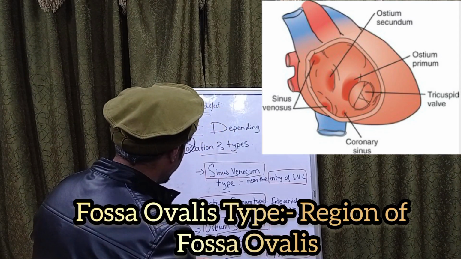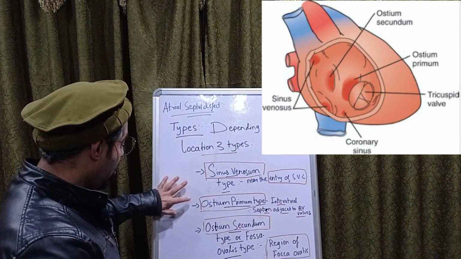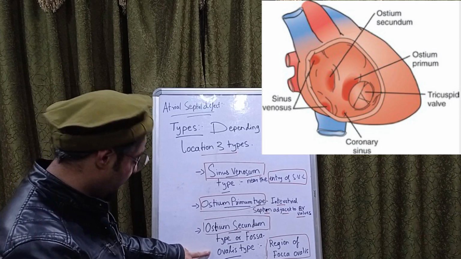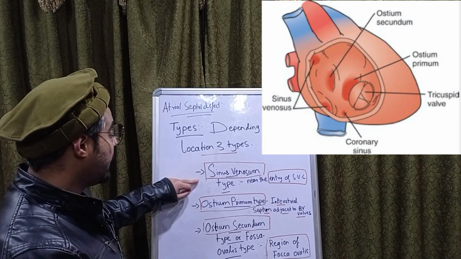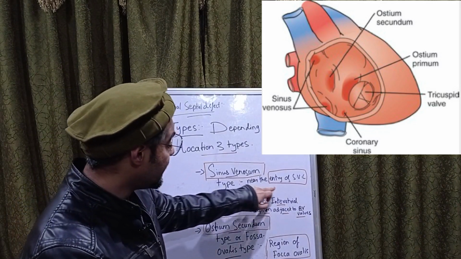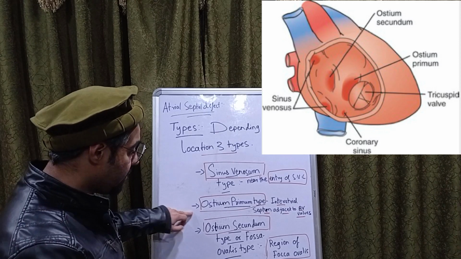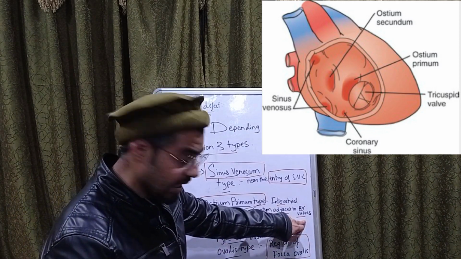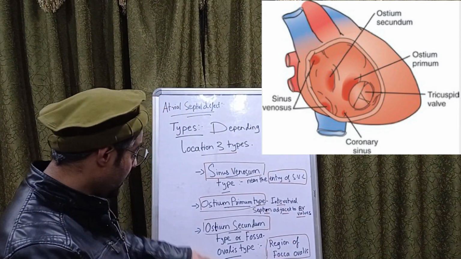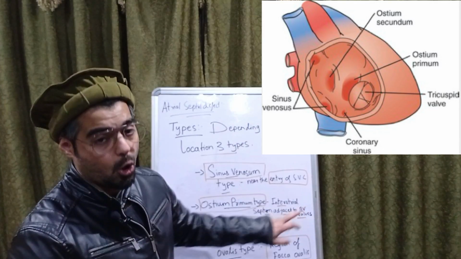Let me repeat it again. There are three types: sinus venosum type, ostium primum type, and fossa ovalis type. The sinus venosum defect is found near the entry of the superior vena cava. The ostium primum defect is found adjacent to the AV valves. The fossa ovalis type defect is found in the region of the fossa ovalis.